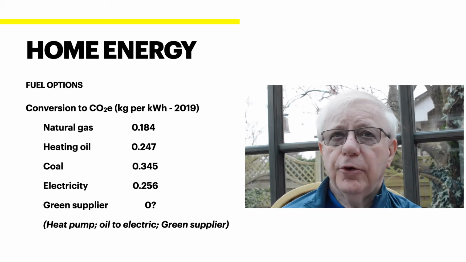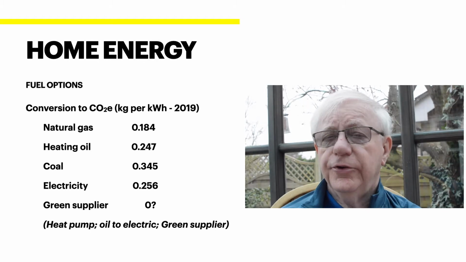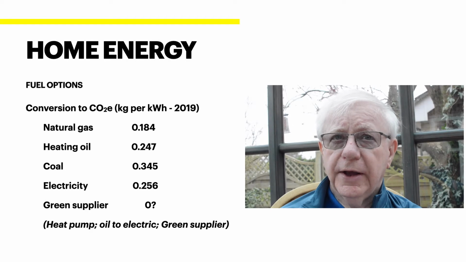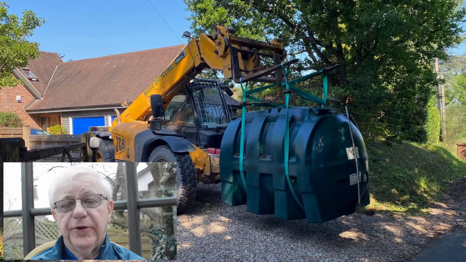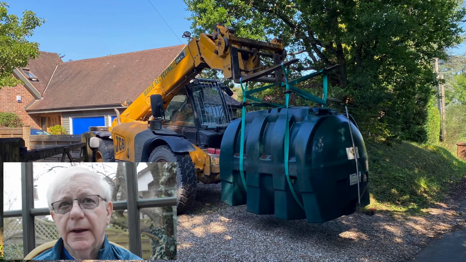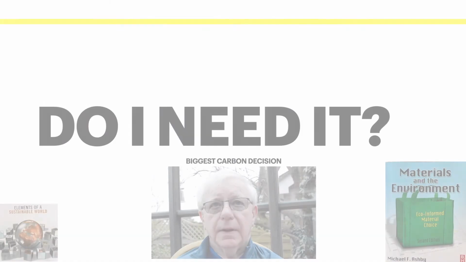In our own household, we have changed to a heat pump from heating oil, changed to electricity for a kitchen range, and also maintained a green electricity supplier. So this was one day in the summer of 2020 when the oil tank finally went, and this is direct evidence of reduction in CO2 emission.